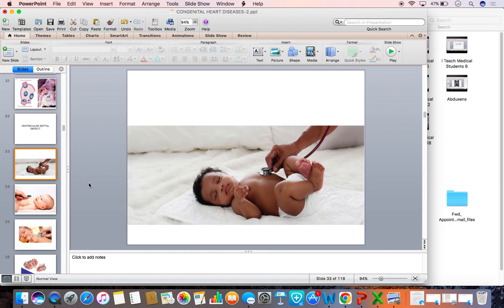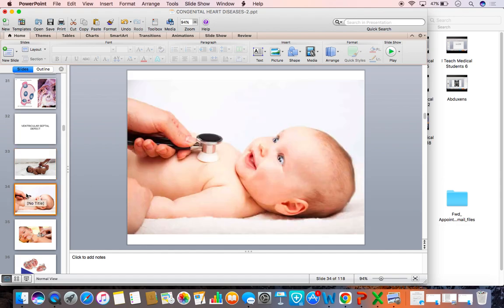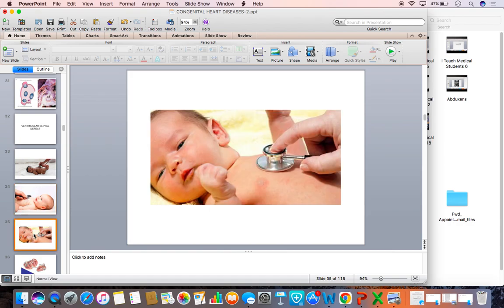Well, this is an infant that is being examined for congenital heart disease. This is another infant in the pediatric ward admitted for the evaluation of congenital heart disease. This is another infant that is being examined and evaluated for congenital heart disease. Well, what is common in all these three infants? They are being examined by the doctor. What is he doing? He is auscultating the heart.